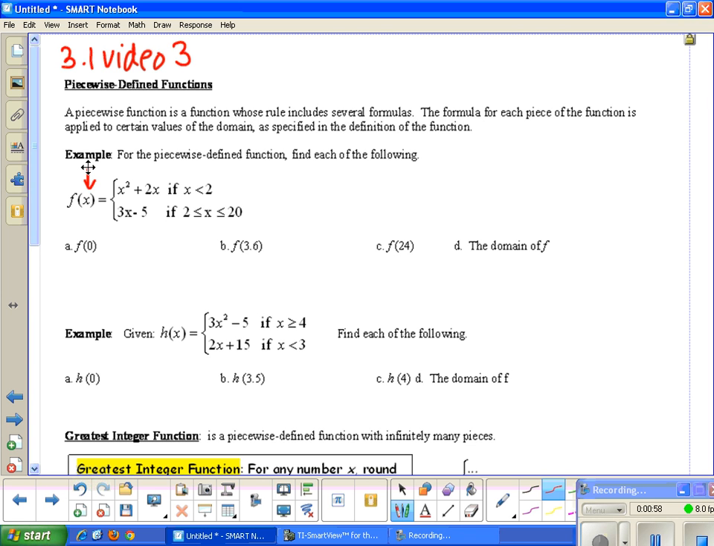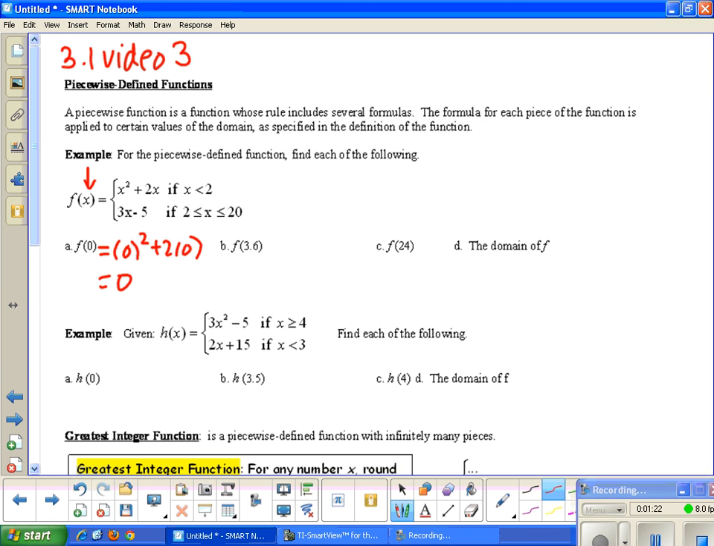Now, for f of 0, if I were to plug that in, I would look to see which domain restriction it fits into. Well, 0 is not in between 2 and 20, so we're not going to use the bottom equation. We're going to use the top equation. So I'm going to do 0 squared plus 2 times 0. When I plug that in, I get 0. So f of 0 for this piecewise defined function is 0.